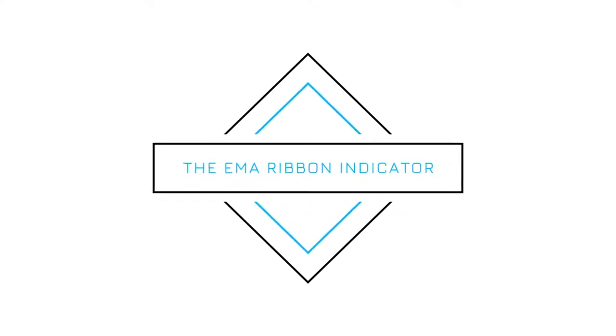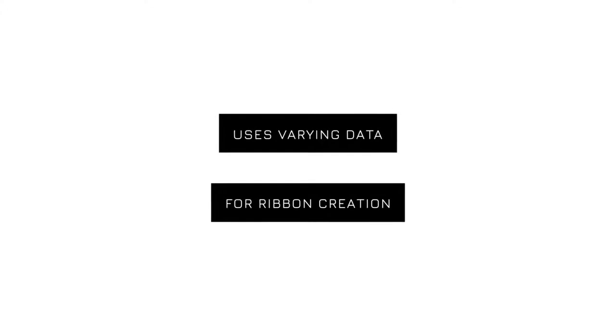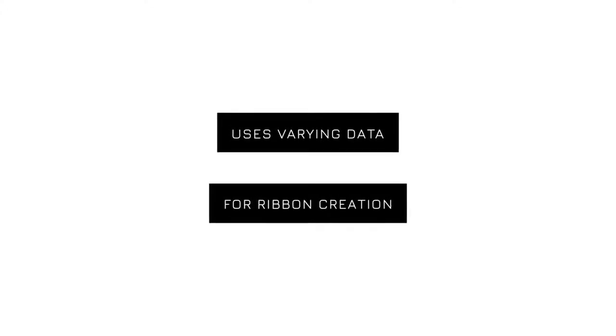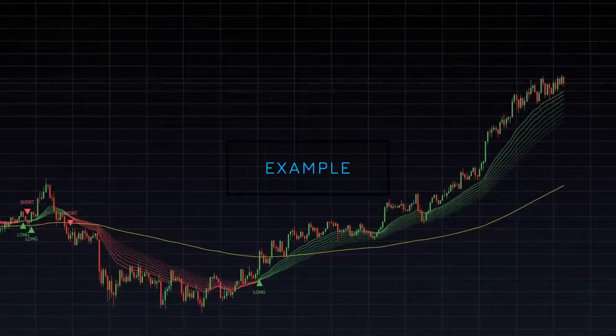Looking at the EMA ribbon indicator. The EMA ribbon indicator works through using a variety of EMAs, using various amounts of data for each individual indicator in order to create a ribbon effect. Apart from looking pretty, the indicator can provide buy and sell signals as well as providing support and resistance. On the screen now, we can see an example of the EMA ribbon indicator on TradingView.